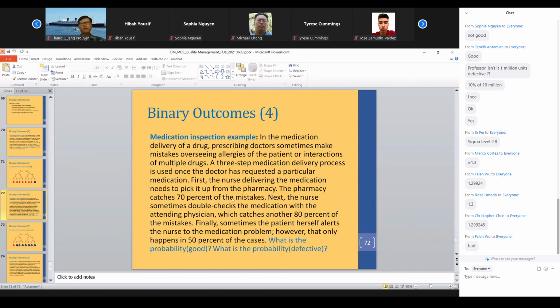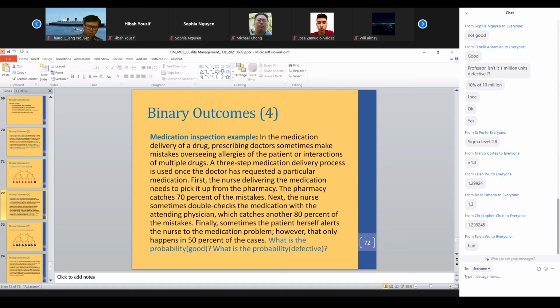And finally, sometimes the patient herself alerts the nurse to the medication problem. However, that only happens 50% of the cases, right? So again, we have 3 stations along the line. The wrong medication will go through the pharmacy, will go to the nurse, and go through the patient themselves, right? So the question is, how much do we catch? How much do we miss? Right? The probability of being defective and the probability of being good. So let me work on this with you.